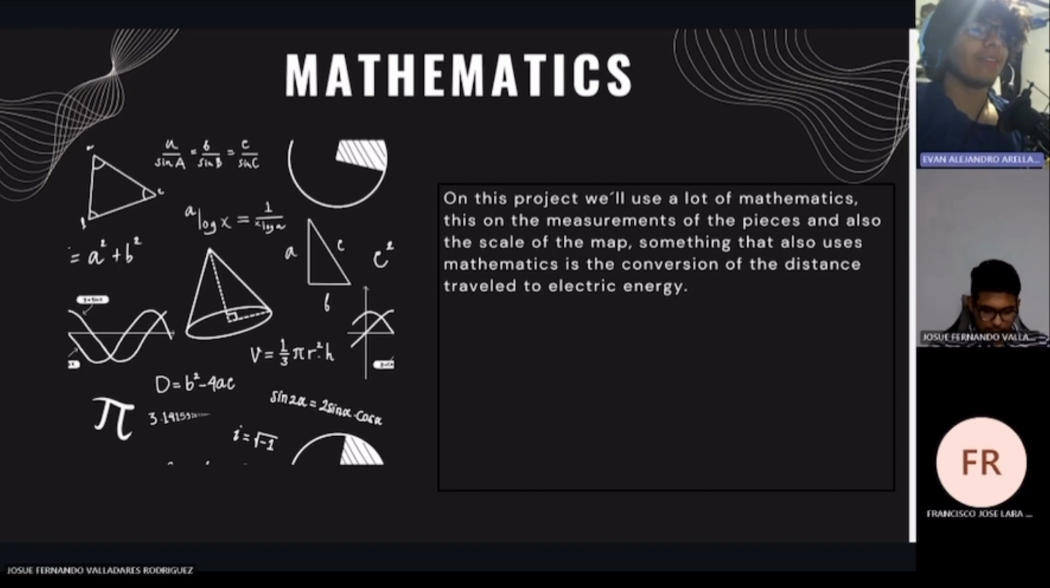Hi, good night. My name is Evan Alejandro Ortiz, and I'm not going to explain too much. I'm going to explain how we connect the topics of mathematics and the science of motion to our prototype. In mathematics, we use a lot of it, for example, in the measurement of the pieces and also to scale the map, because, as my classmate Josue already said, we made a 3D model to manipulate our prototype. So please, Josue, change the slide.